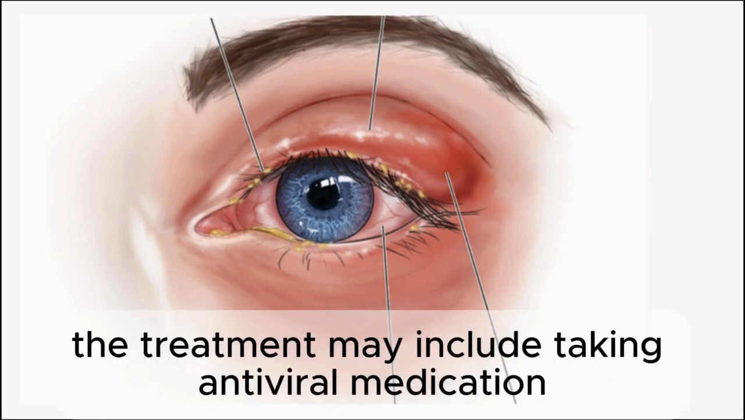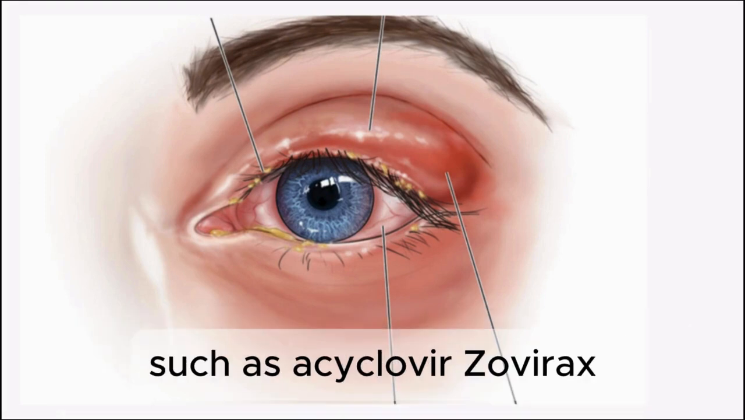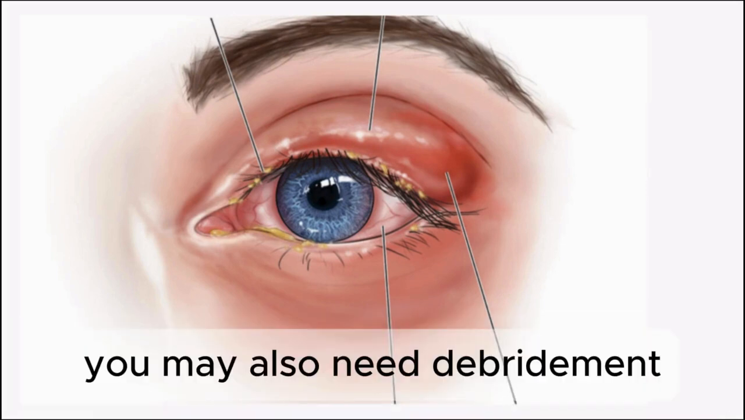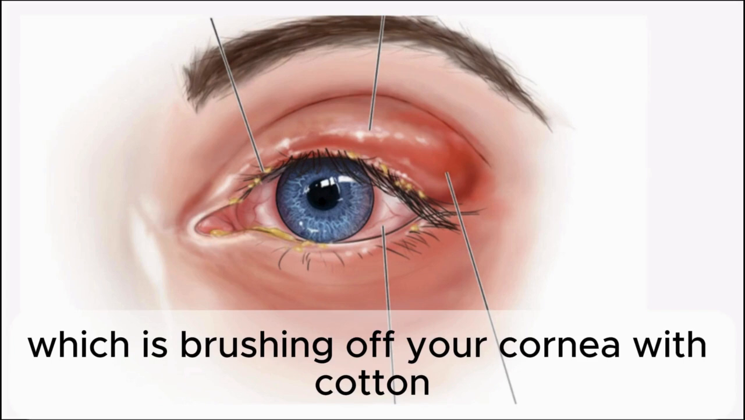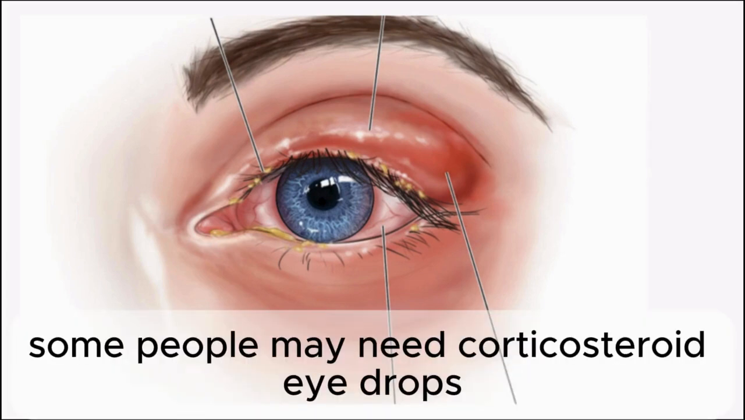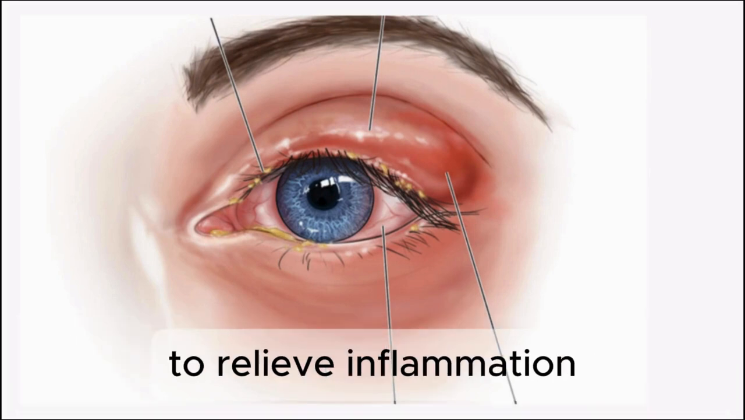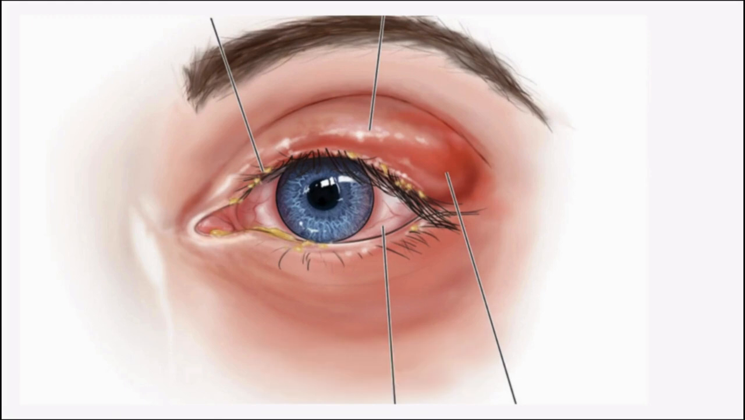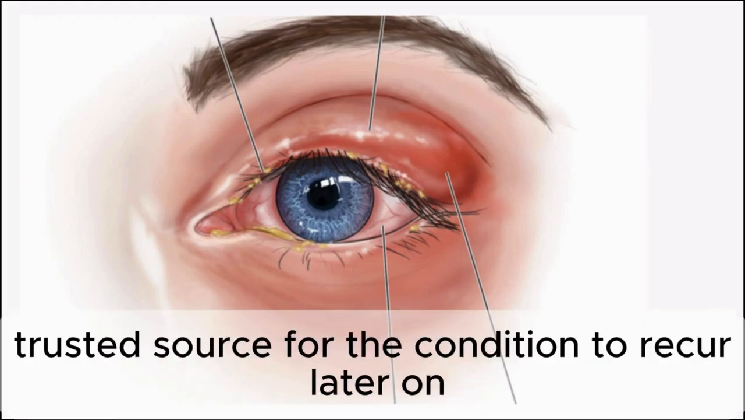The treatment may include taking antiviral medication, such as aciclovir (Zovirax), such as eye drops, oral medications, or topical ointments. You may also need debridement, which is brushing off your cornea with cotton to remove infected cells. Some people may need corticosteroid eye drops to relieve inflammation if infection spreads further into your eye, the stroma. That said, it's common for the condition to recur later on.